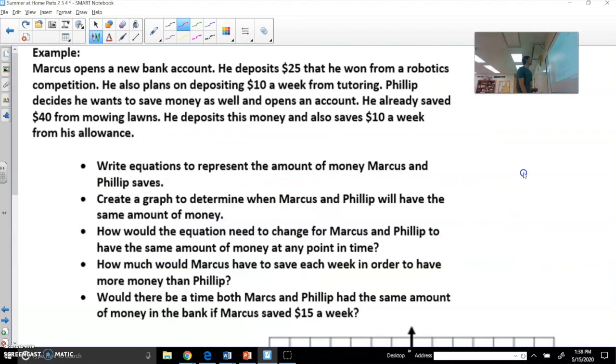So let's take a look at a word problem. Marcus opens a new bank account. He deposits $25 that he won from a robotics competition. He plans on depositing $10 a week from tutoring.